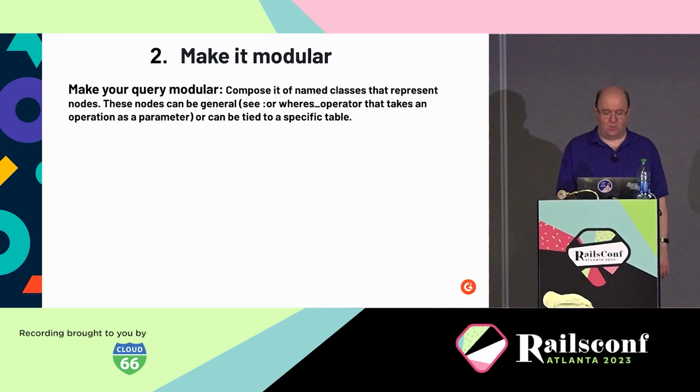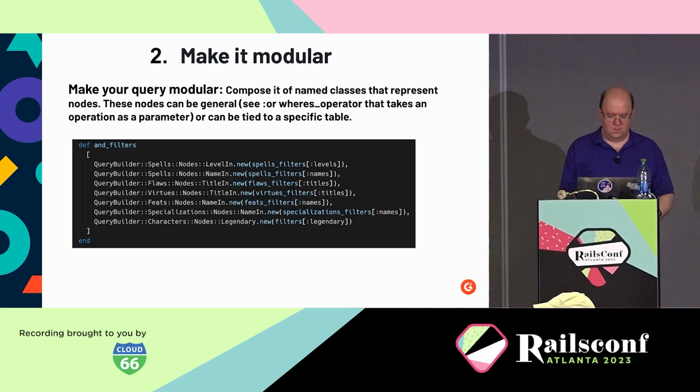You want to make it modular. You want to compose it of named classes that represent nodes. So again, we're returning to object-oriented programming where we have named classes that make them discoverable and understandable. The nodes can be general or tied to a specific table. Here are the different AND filters we used inside of our index query.